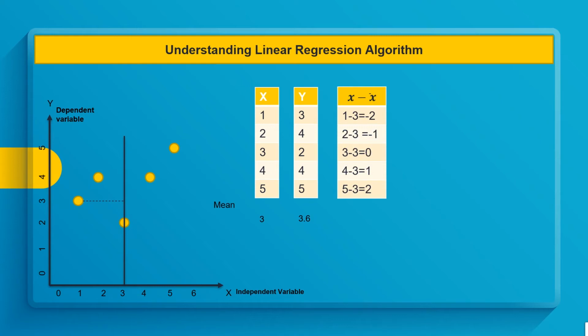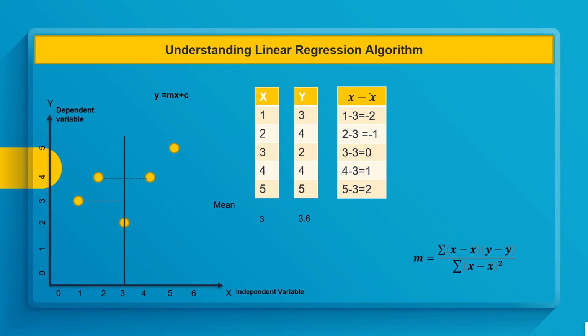Next, we have x equal 2 minus 3, that is minus 1. Similarly, we have 3 minus 3 equal 0. 4 minus 3 equal 1. 5 minus 3 equal 2. So x minus x bar is nothing but the distance of all the points from the line y equal 3.